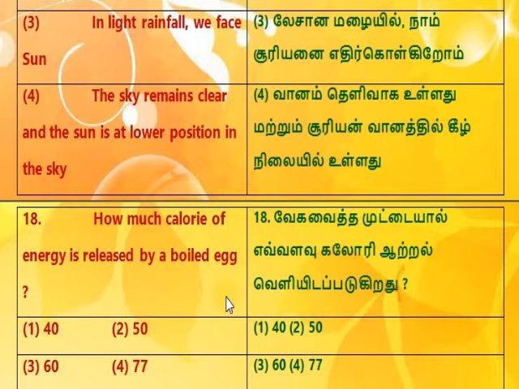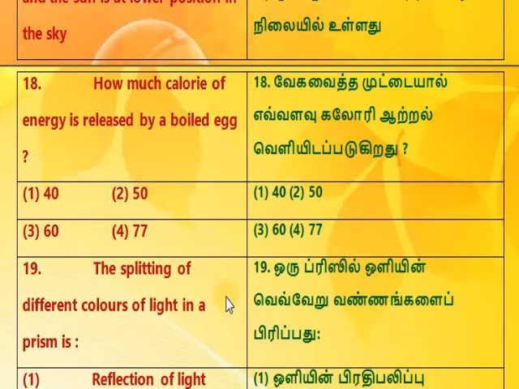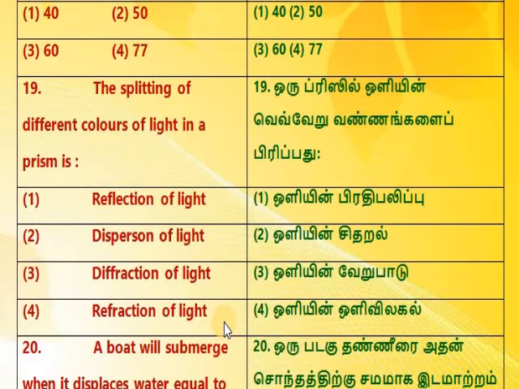18. How many calories of energy are released by a boiled egg? 1. 40. 2. 50. 3. 60. 4. 77. 19. The splitting of different colors of light in a prism is: 1.